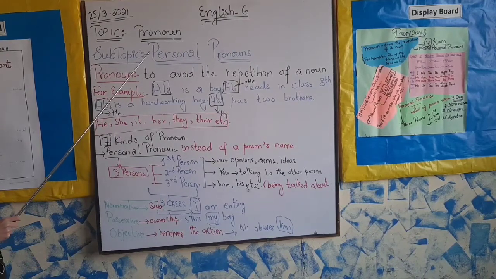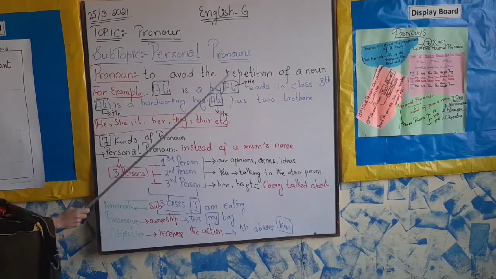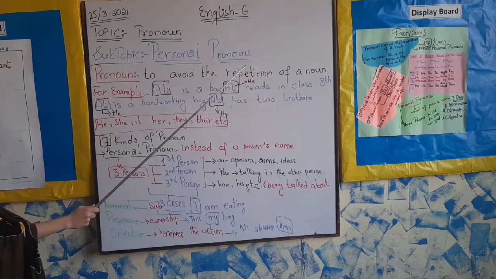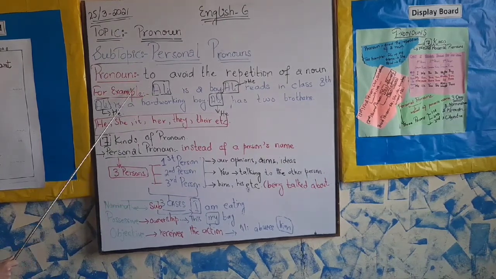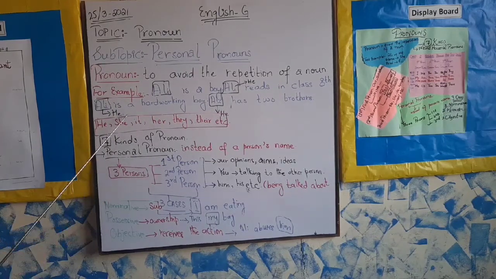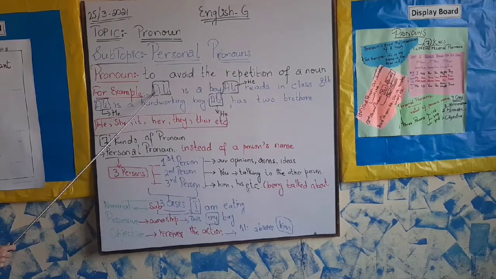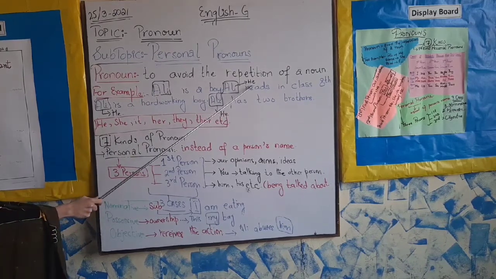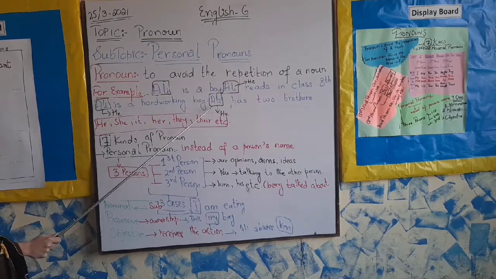Again, I will revise the topic. Pronoun. What is a pronoun? It is used to avoid the repetition of a noun, or it is used instead of a noun. For example, Ali is a boy. Ali reads in class 8. Ali is a hard-working boy. Ali has 2 brothers. So I replace Ali with he. I use the pronoun he in order to avoid the repetition of Ali again and again.